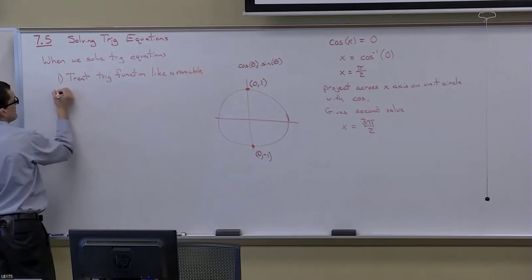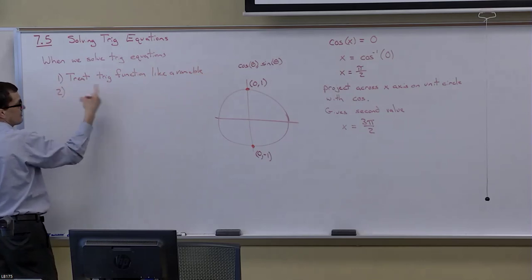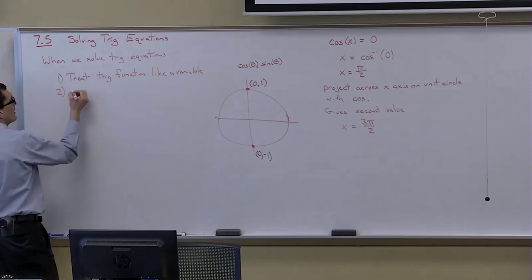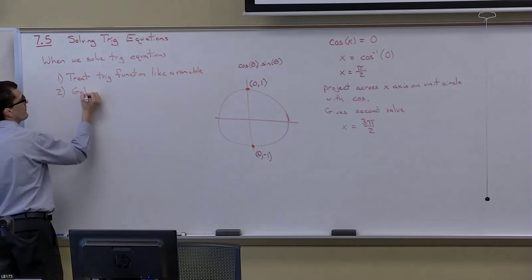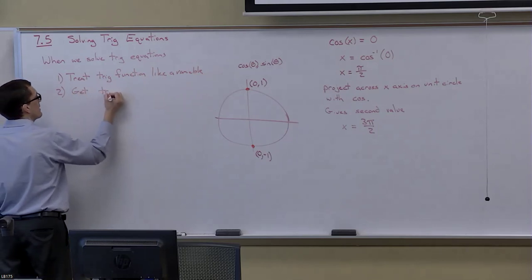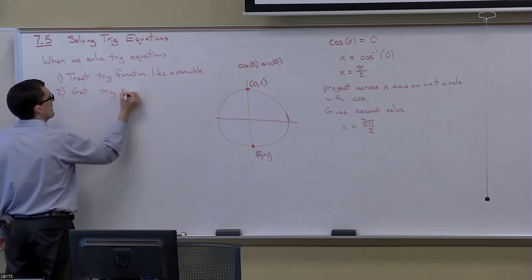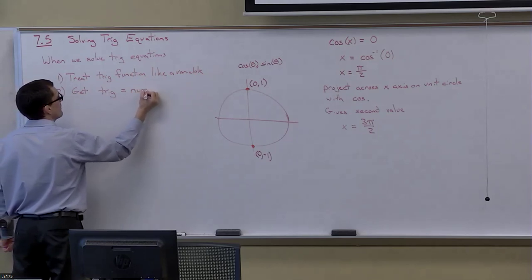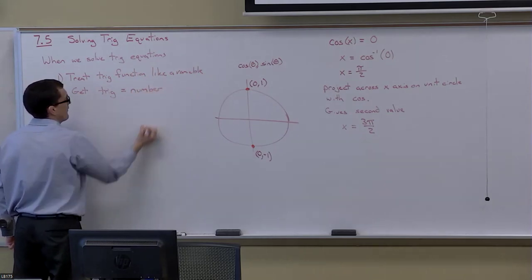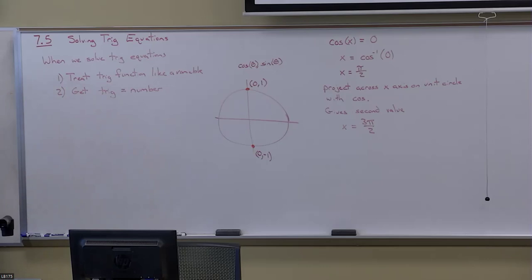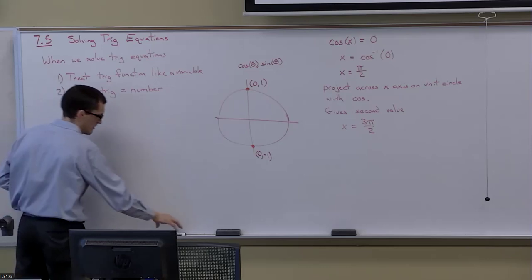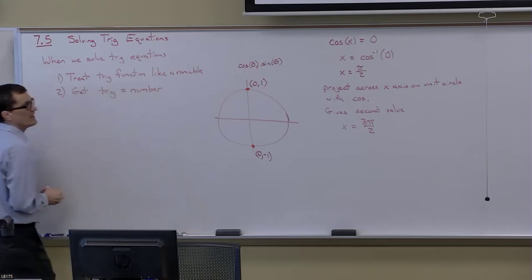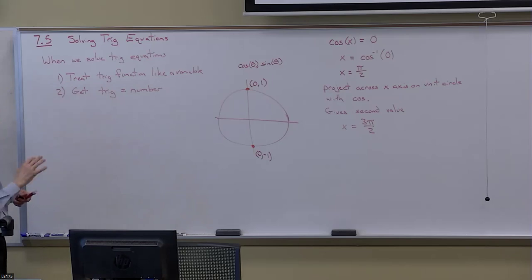We want to isolate that on one side. That's what I mean by treat it like a variable. Get the trig function equal to a number. So isolate that variable just like we normally would. And then solve using inverse trig function or the unit circle knowledge.